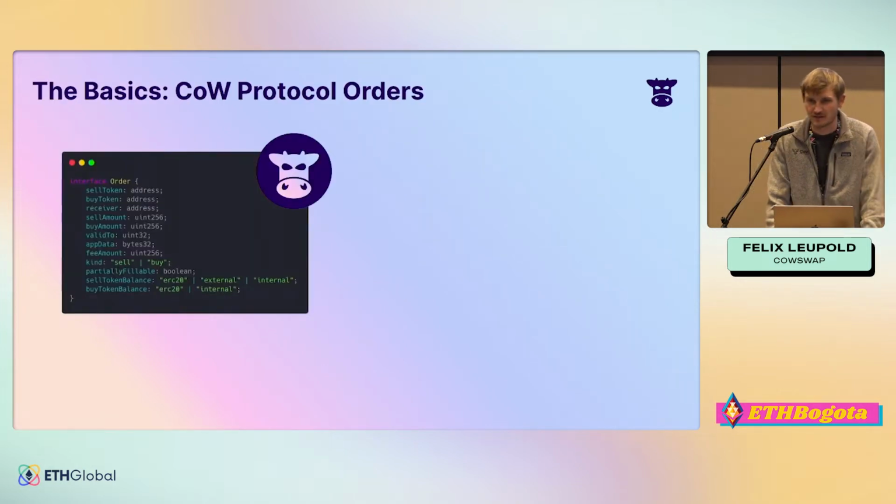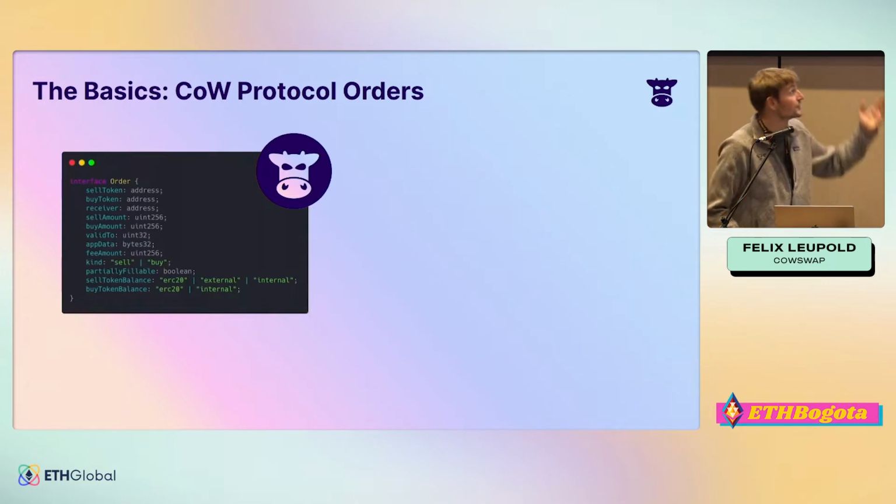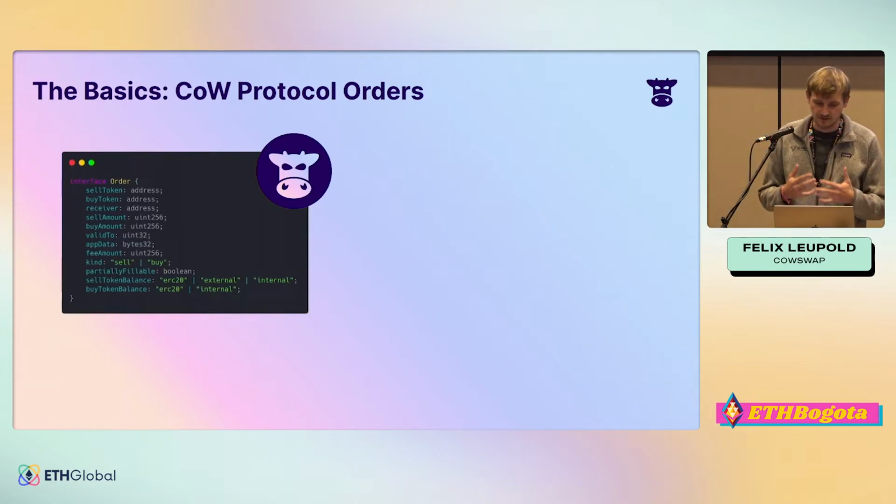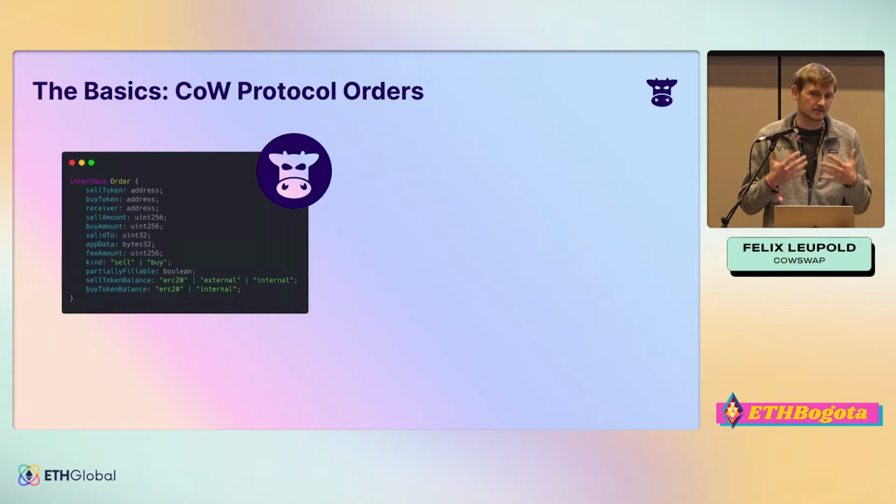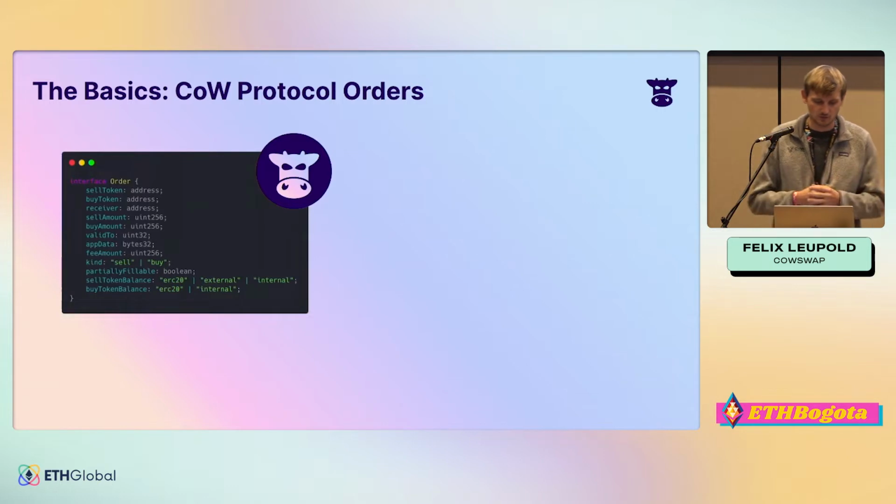So let's begin with the basics. How do orders in Cow protocol work? Here you can see the general struct that describes an order. It's really what you would expect when you're making a trade. You have to specify a sell token, a buy token. You can send the proceeds to some other receiver. You have a sell amount and a buy amount. That's basically your limit price. You have an expiry date. You have a fee. It can be a sell or a buy token. So you have a bunch of fields that represent an order on Cow protocol.